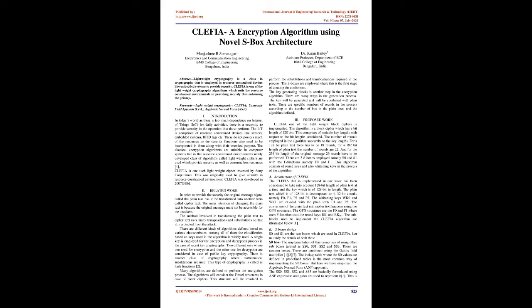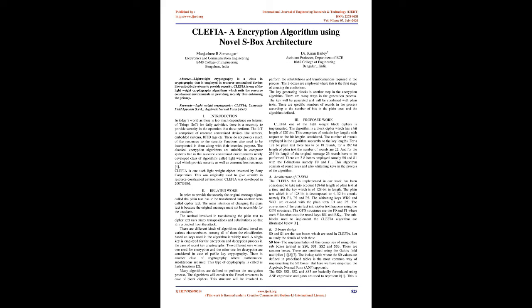A single key is employed for the encryption and decryption process in the case of secret key cryptography. Two different keys, where one is used for encryption and the other for decryption, are considered in the case of public key cryptography. There is another class of cryptography where mathematical substitutions are used. This type of cryptography is also called hash functions. Many algorithms are defined to perform the encryption process.